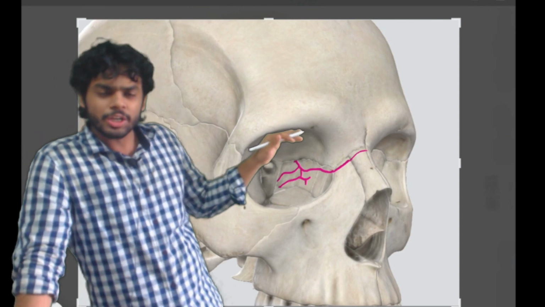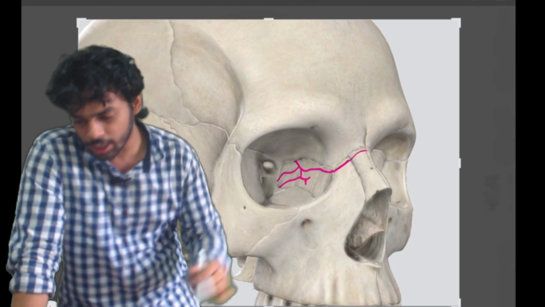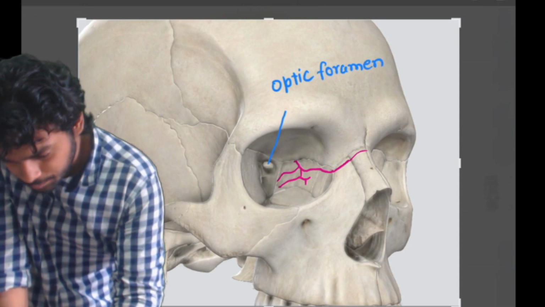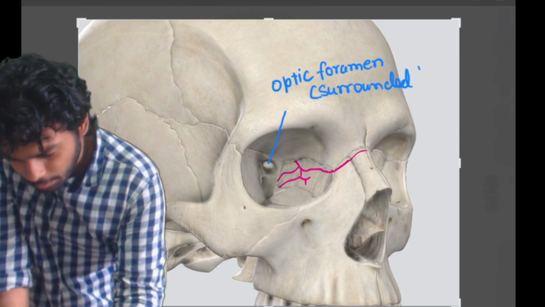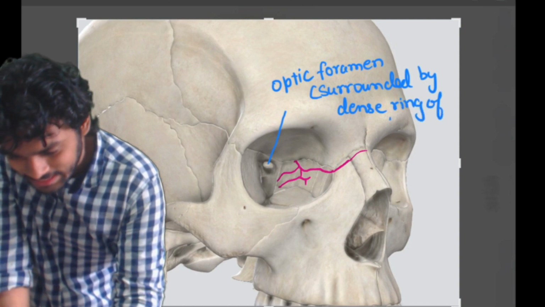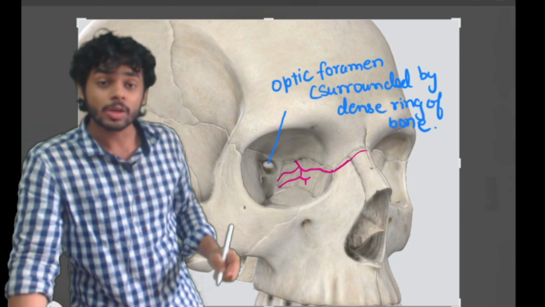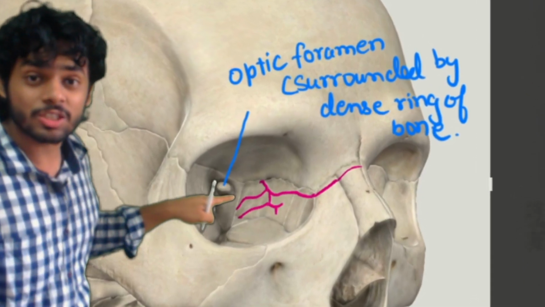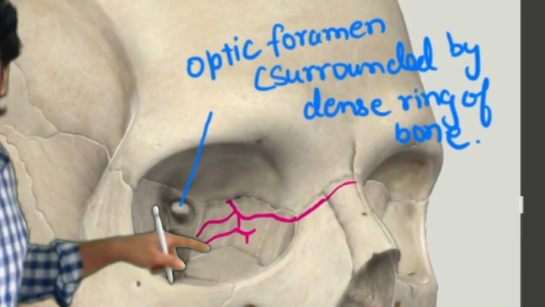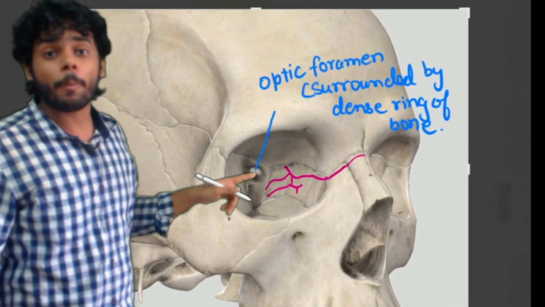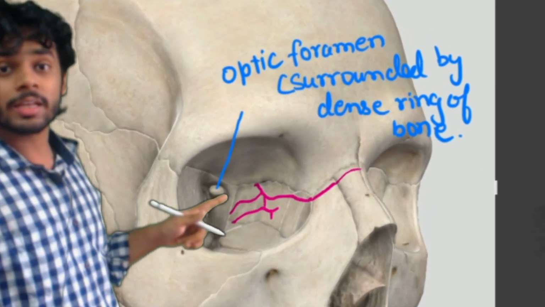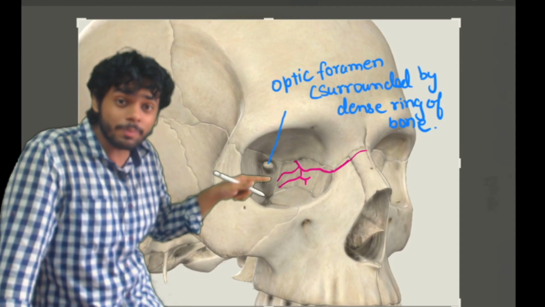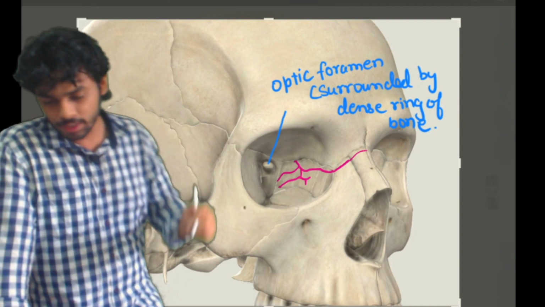Now, when you continue it more posteriorly, it will reach the optic foramen, and this optic foramen is surrounded by a dense ring of bone. Yes, the optic foramen has the dense ring of bone, and this fracture won't be able to crack or break the optic foramen into two parts because there is a thick deposition of bone here. So what will happen? From here the fracture line will be deflected downward. Please pay attention.